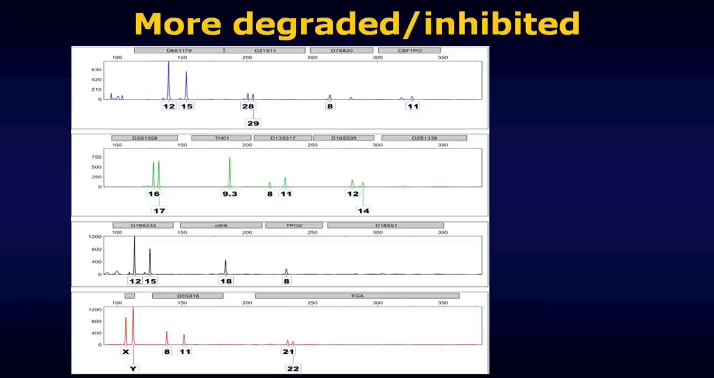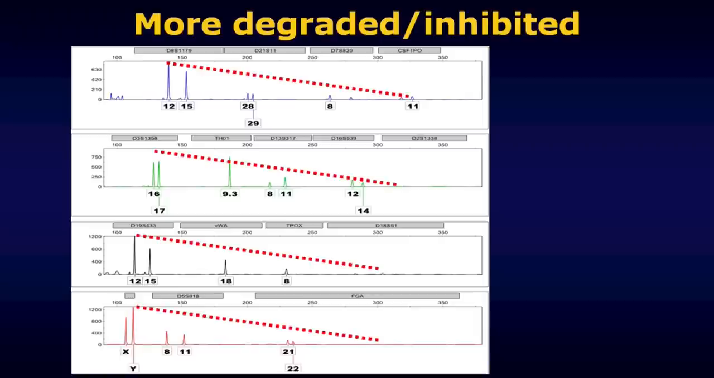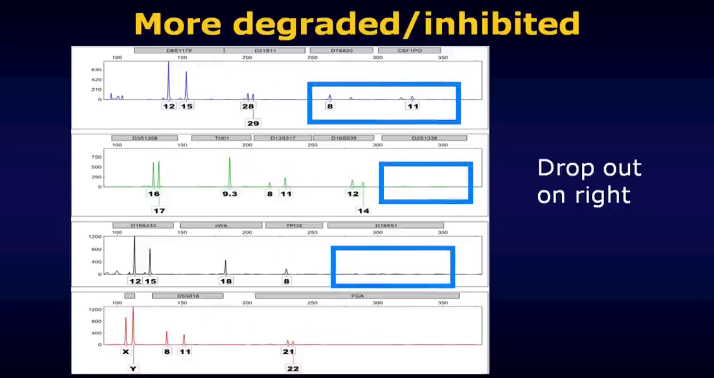But the ski slope is steeper here than it was on the previous slide. And I want to draw your particular attention to things that are happening way at the right-hand side of the electropherogram. Remember, on the right-hand side, that's where the DNA fragments that were being amplified, the pieces of DNA, are the biggest. That's where degradation, that's where inhibition are going to manifest themselves the most. And look what can happen when degradation and inhibition play out.